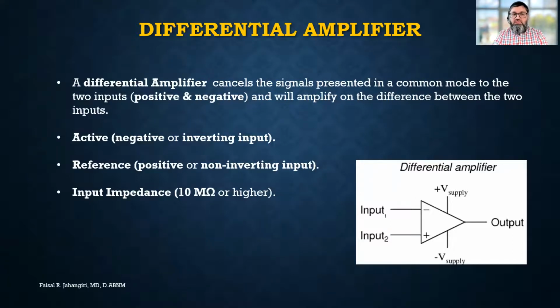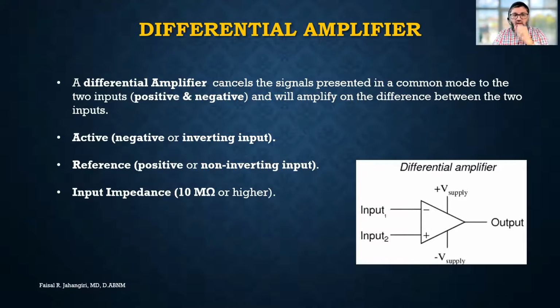So what is the difference? It only amplifies the difference, and anything which is common to both of them, it will cancel out. That is known as common mode rejection. So a signal presented to the two inputs in a common mode will be rejected and the difference will be amplified.